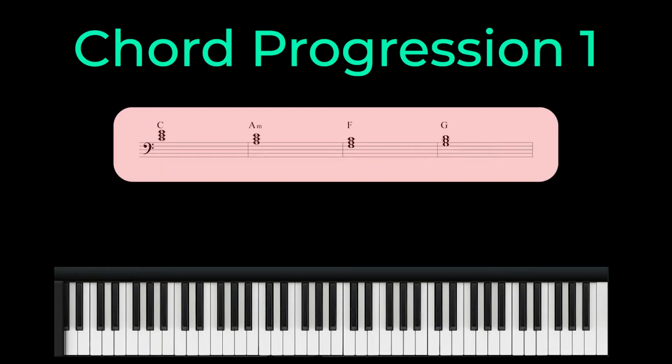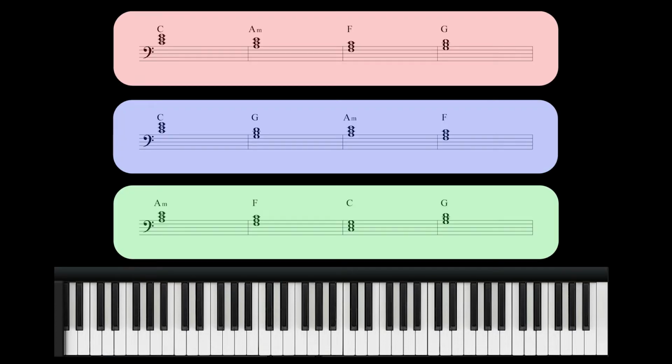The first progression is C major, A minor, F major, and G major. The second progression is C major, G major, A minor, and F major. And the third progression is A minor, F major, C major, and G major. You can choose any one, but I'm going to choose the third one here.